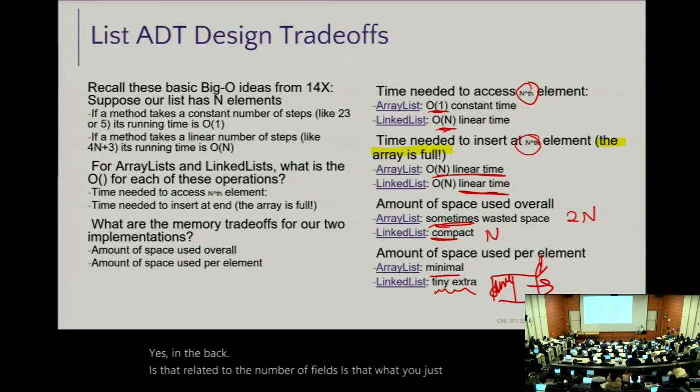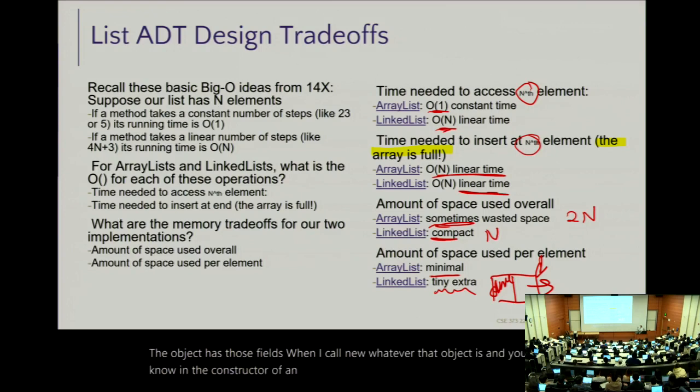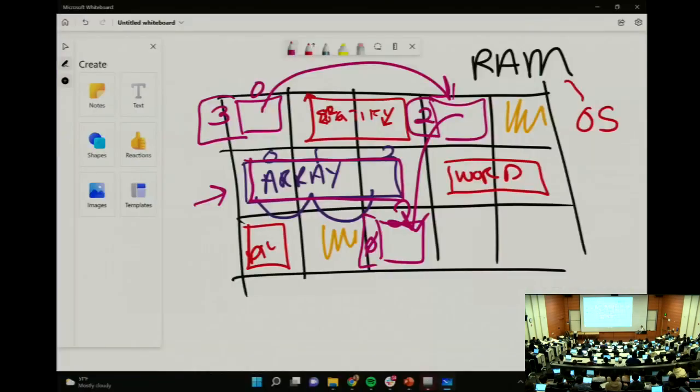Yes. So when I have an object, the object has those fields. When I call new on whatever that object is, in the constructor a lot of times the things you're doing are just initializing those fields. Initializing a field literally means going into the memory and saying, okay, here's my size, put a 0 in here. Here's my front pointer, put an arrow in there. It is exactly what you asked. It is absolutely partitioning bits of memory. So the more fields you have, the more space you're using.